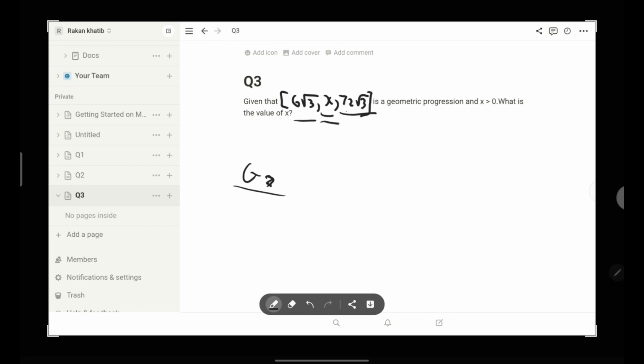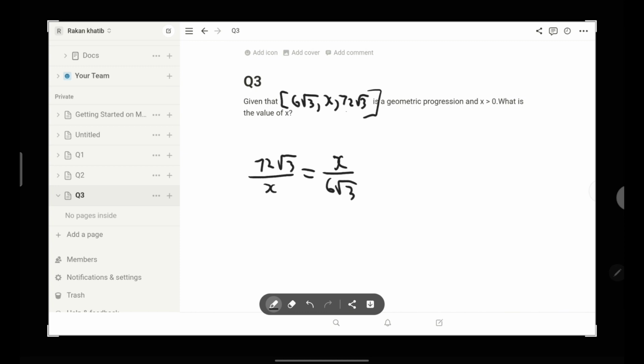G3 over G2 equal to G2 over G1. Simple as that. I'm gonna have to erase that because that's pretty hard. Okay, whatever. So we do 72 radical 3 over x is equal to x over 6 radical 3.